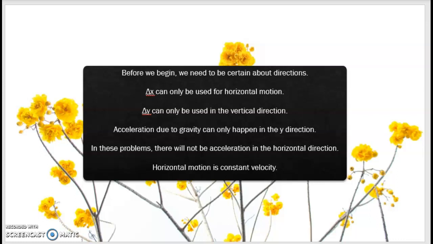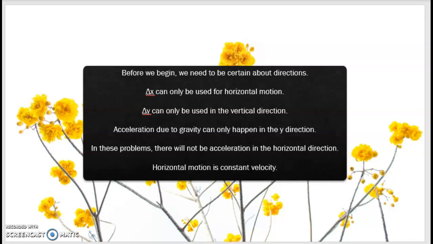Grading your last test, you are using delta x whenever you please. We can no longer do that. Delta x is only to be used for horizontal motion. Delta y can only be used for vertical motion. This is very important because it's going to cause you to make silly mistakes that you will not know what you did wrong. Acceleration due to gravity can only happen in the y direction.